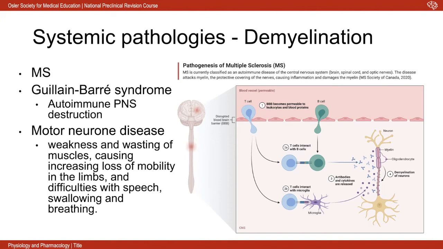Motor neuron disease is caused by the atrophy of axons of motor neurons, and the symptoms are weakness, wasting of muscles, increasing loss of mobility in the limbs, and difficulties of speech, swallowing and breathing.